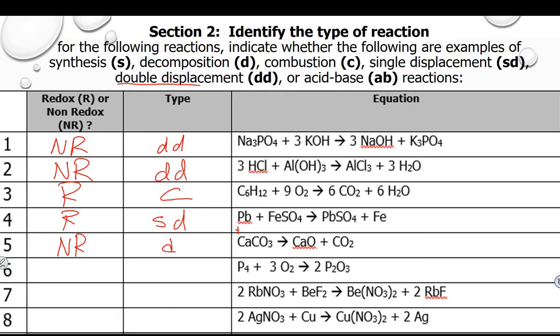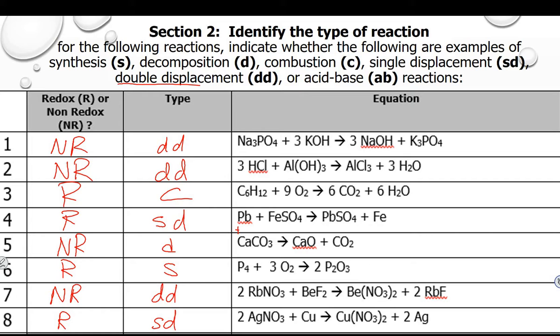Okay, next type. Element, element, compound. Which kind? Synthesis. You're putting it together. Redox or non-redox? Redox, yes. Okay, next one. Compound, compound. Yes, compound, compound. Double displacement. And redox or non-redox? Good. Next one. Compound element yields compound element. Single displacement. Good. Okay, and redox or non-redox? Good. So pretty easy once you get it in your head what it is, right?